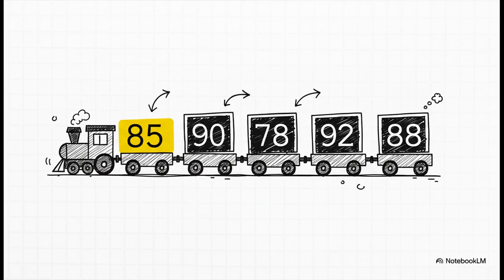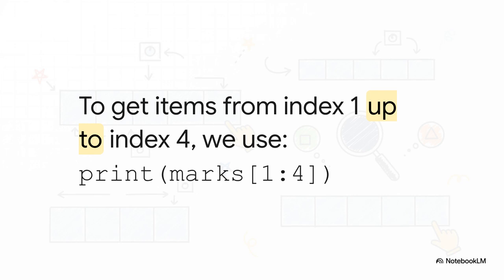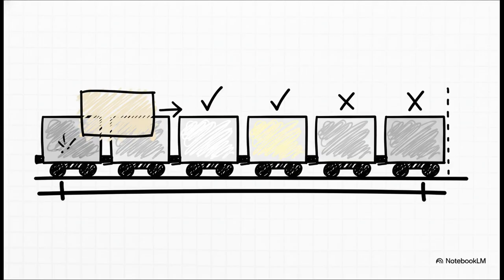Let's check out our final train for this explainer. It's carrying a list of test scores, which we've called marks. We've got 85, 90, 78, 92, and 88. Okay, let's say our goal is to grab just the middle 3 scores, the 90, the 78, and the 92. Let's figure this out. The first one we want, 90, is the second item, which means its index is 1. So our start is 1. Now, the last item we want is 92, which is at index 3. So do we stop at 3? Nope. Remember the rule? We have to go 1 past the last item we want, so our slice becomes 1, 4.